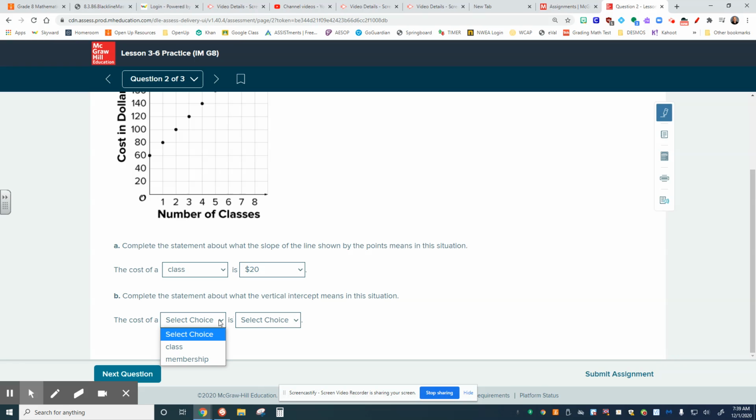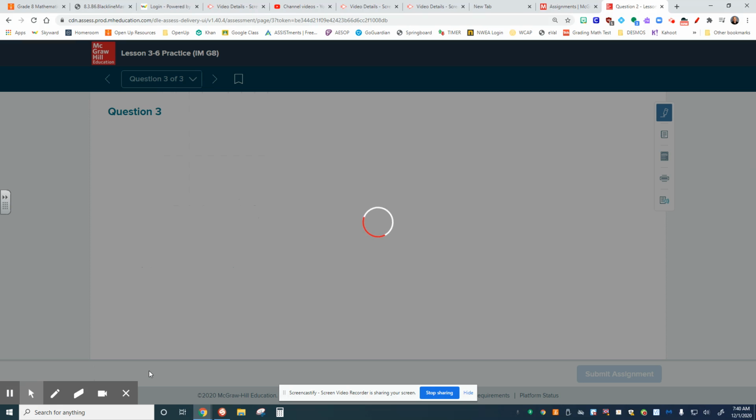Which one is the intercept? Well, we already talked about class, so it has to be a membership. And we have to figure out that this cost is $60 just to be a member. Final question.